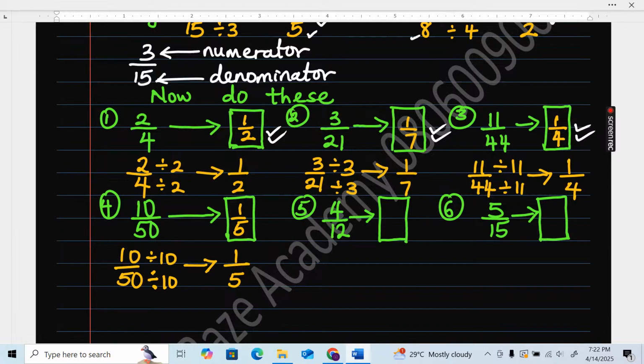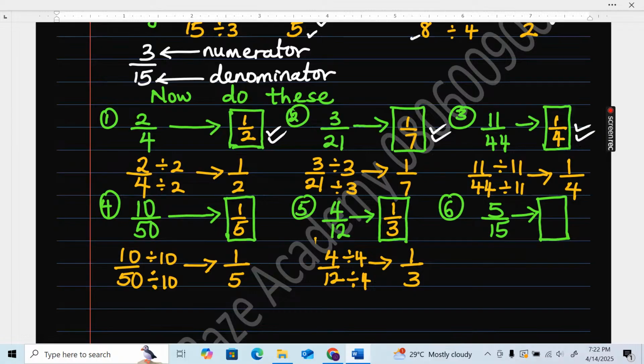So I've gotten the answer to number 4. Now let's move on to number 5. I want your full attention. I have 4/12. Divide by the numerator. The numerator is 4. So let's say divided by 4. The denominator also divided by 4. So what will that give us? 4 divided by 4 is 1, over 12 divided by 4, that is 3. So the answer is 1/3.